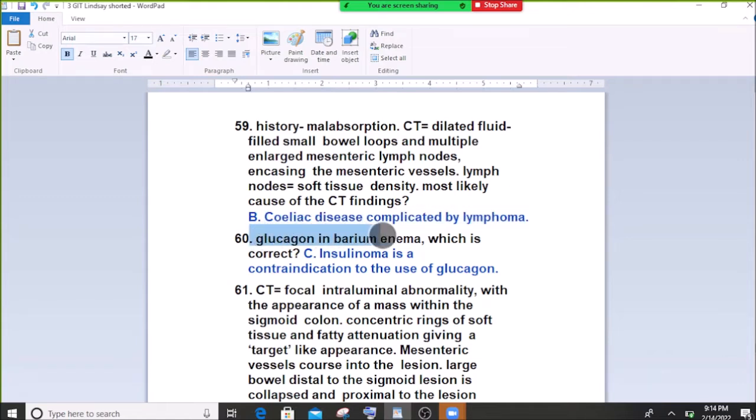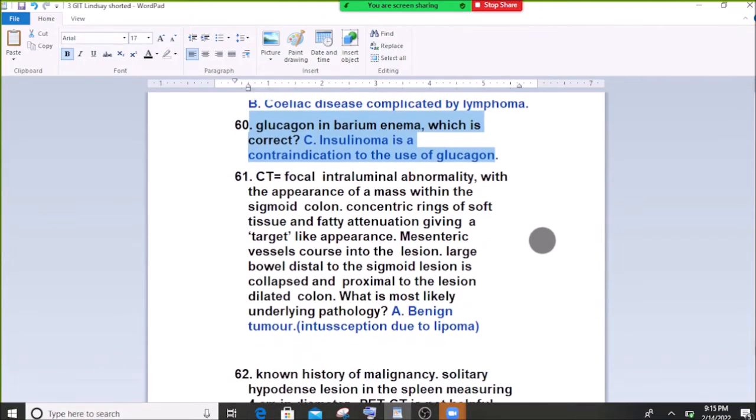Then 60. Glucagon in barium enema, which is correct? Insulinoma is a contraindication to the use of glucagon. Insulinoma is contraindicated to glucagon.